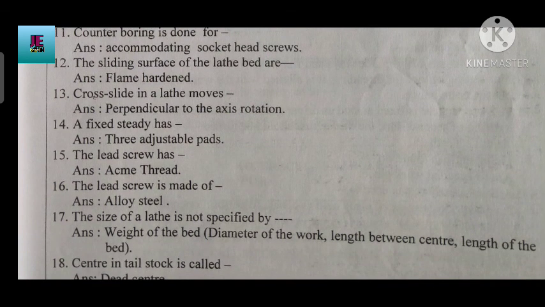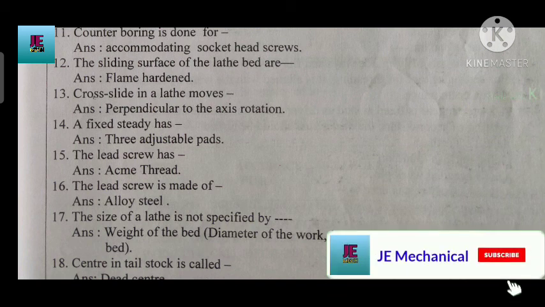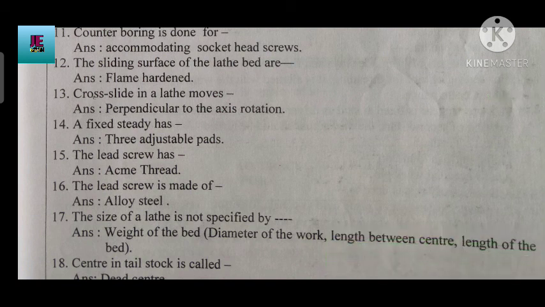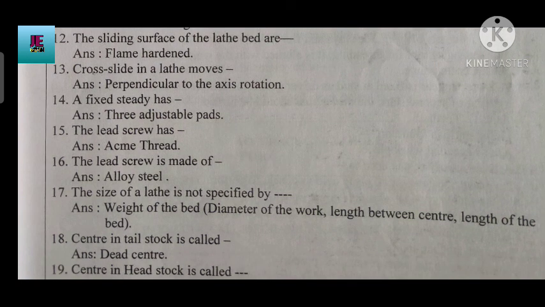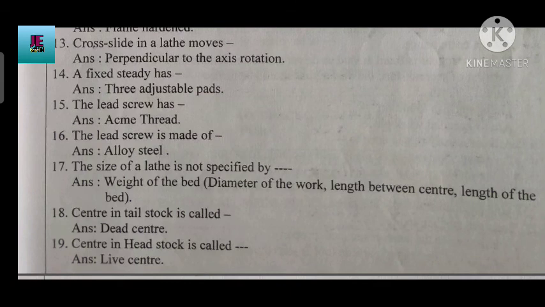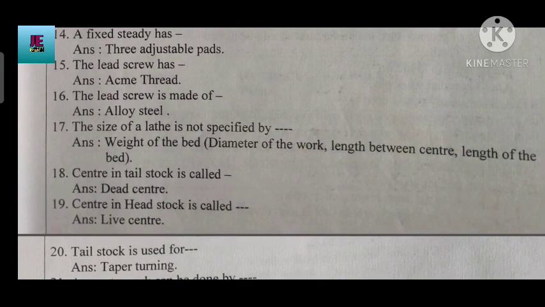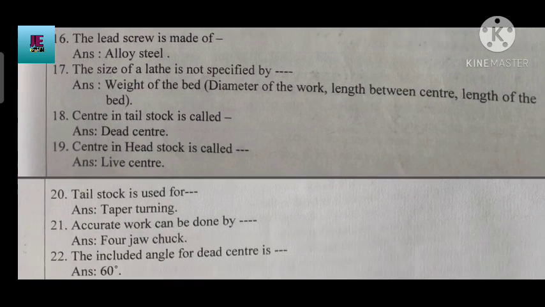Number 15, the lead screw has an acme thread. The lead screw is made of alloy steel. The size of the lathe is specified by weight of bed, diameter of work, length between centers, length of the bed. Center in tailstock is called dead center. Center in headstock is called live center.